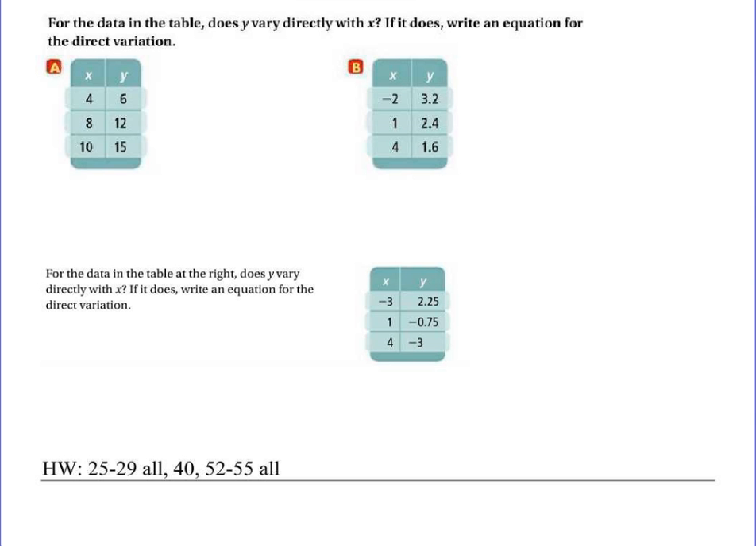Okay, the last thing we have to do in this section, very quickly because it's kind of easy. For the data in the table, does y vary directly with x? If it does, write an equation for the direct variation. To do this, all you need to do is divide each one of these, y over x: 6 over 4, 12 over 8, 15 over 10. I'm just taking the y coordinate and dividing it by the x coordinate. If I get equal fractions each time, then it's direct variation. If I don't, then it's not.